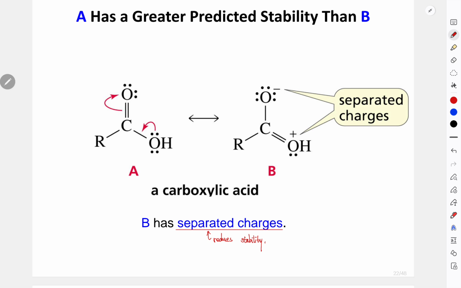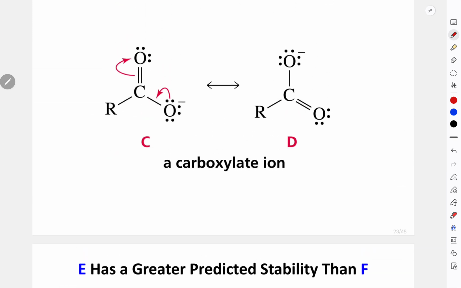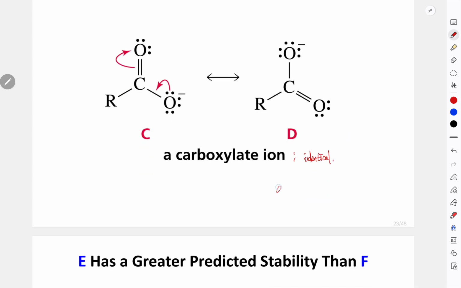And what about this one, comparing C and D in carboxylate? Unlike carboxylic acid, you start from the carboxylate anion. So basically these two are identical. In this case, C and D have an equal predicted stability. Of course, you should be able to draw the second resonance contributor from C. You should be able to draw D from C or C from D, okay?